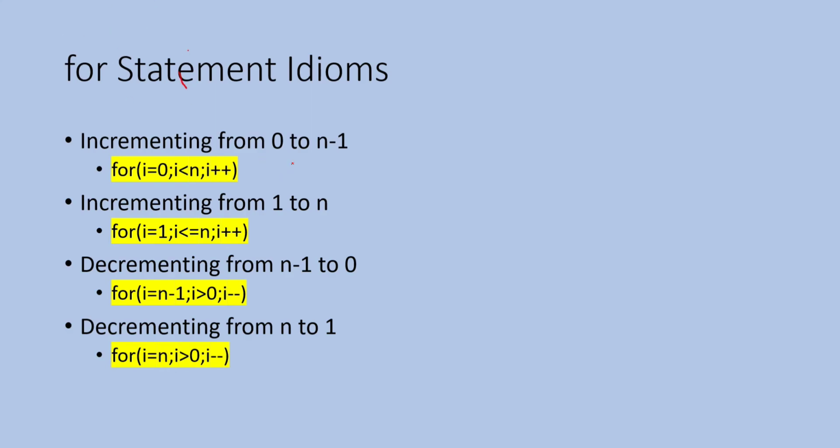So for the for loop, I equals 0. I is smaller than n. I plus plus. And why does this say n minus 1? Because it's never going to reach n.